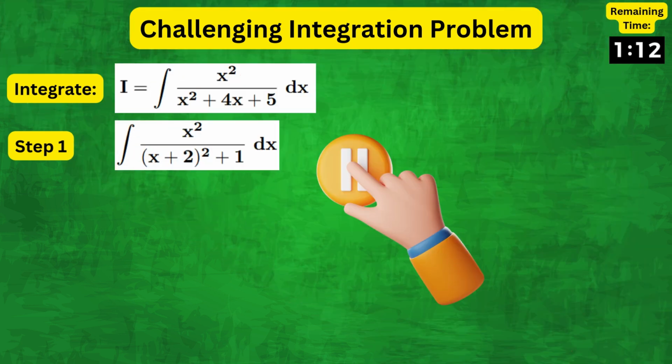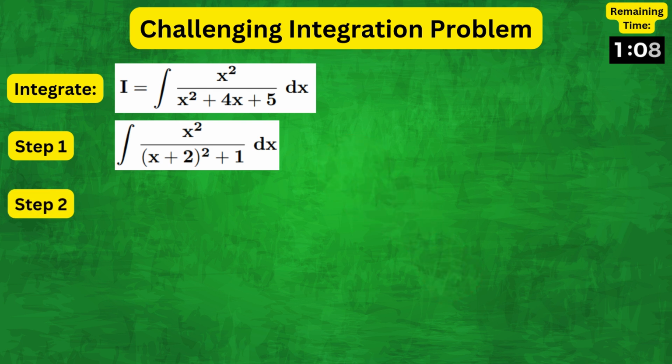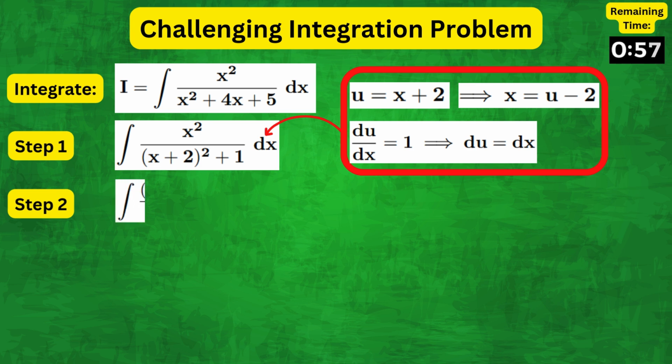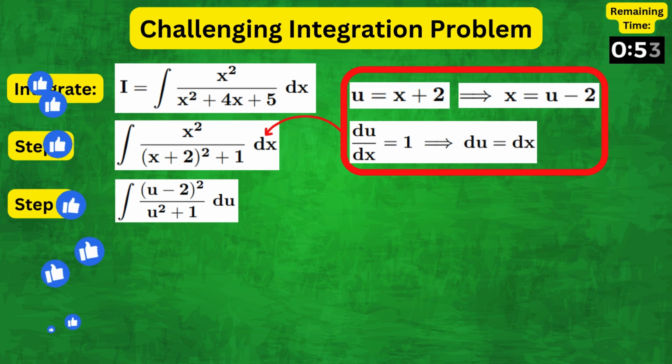Here, I would suggest to pause the video to think about what the next steps might be. Okay, so we can use the substitution u equals x plus 2, which means that du by dx equals 1. Now, plugging everything in, the integral becomes (u minus 2) whole squared over u squared plus 1 du.